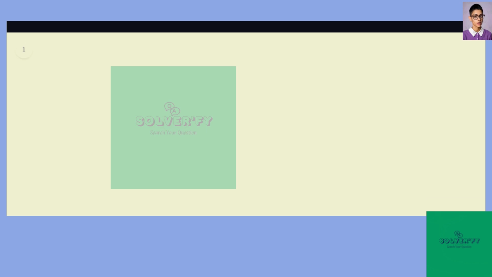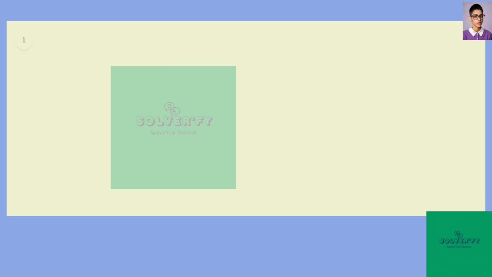Hey everyone, this is question number 54 from chapter 31. In this problem, we are asked to consider a system of nuclear power plants that produce 2100 megawatts of power.